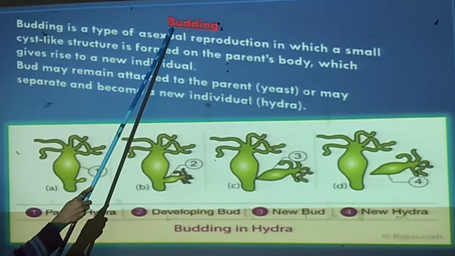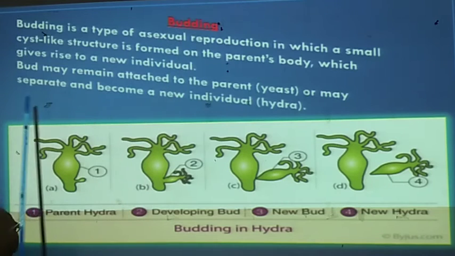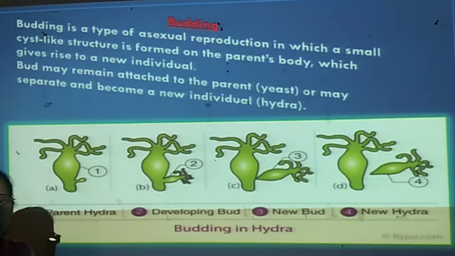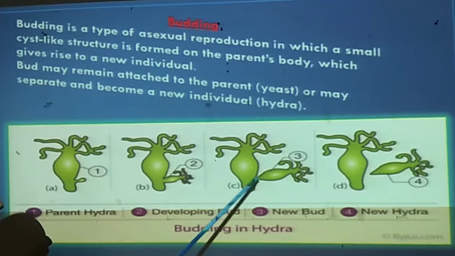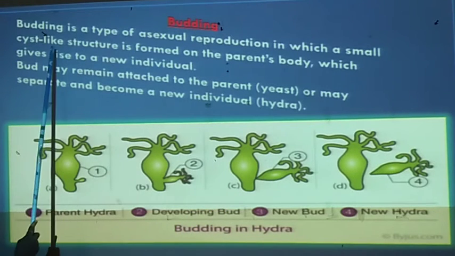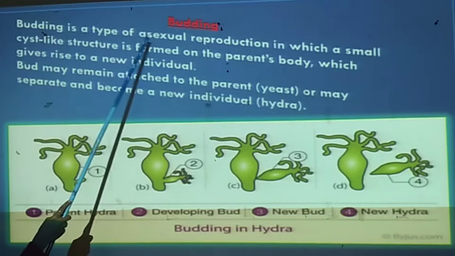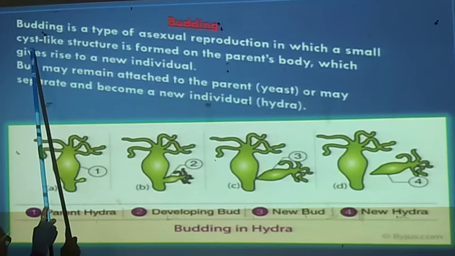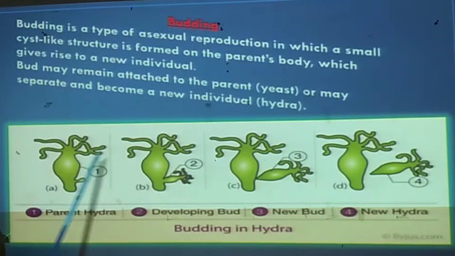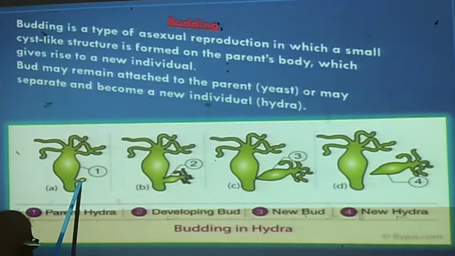The second type of asexual reproduction is budding. Bud means small bodies formed on the part of the same organism. So, budding is a type of asexual reproduction in which a small cyst-like structure is formed. Here is the example of Hydra. In this organism, Hydra, a small bud formation takes place when it attains maturity.